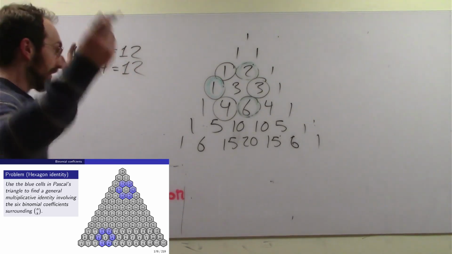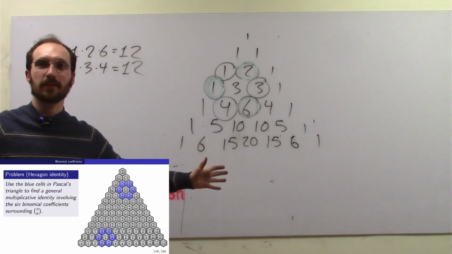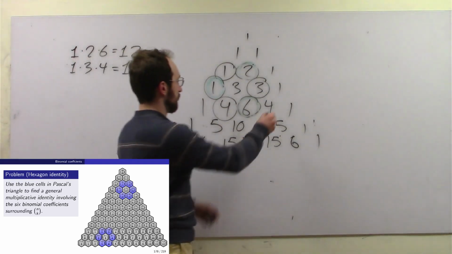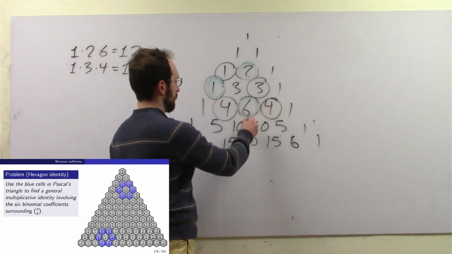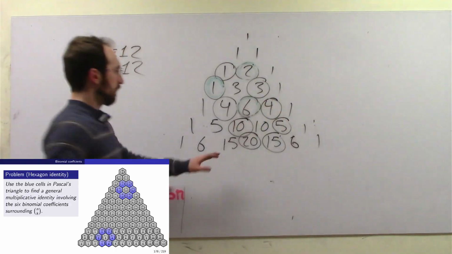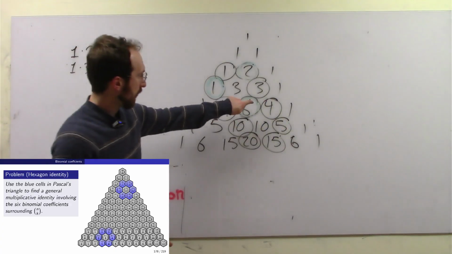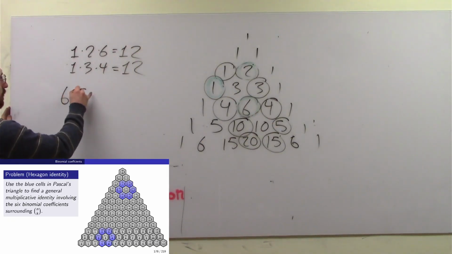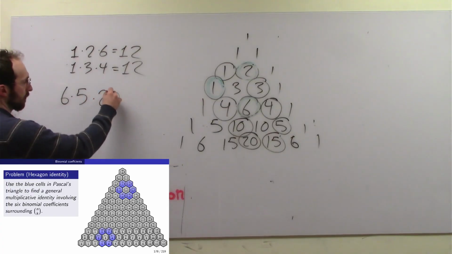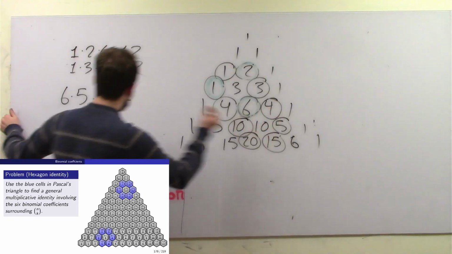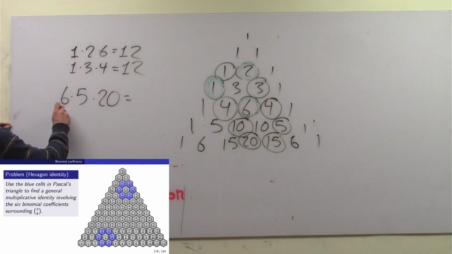Let me try another hexagon. Which hexagon should we try? Something centered around a 10. Yeah, 4, 6. Let's do this one. And we'll do the same sorts of triplets. Okay, we got 6, 5, and 20. And we also have 10, 4, and 15.